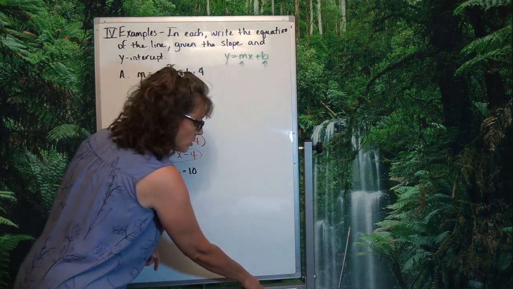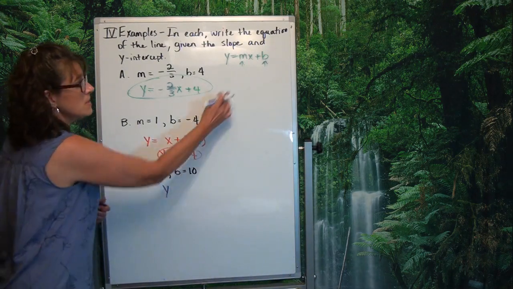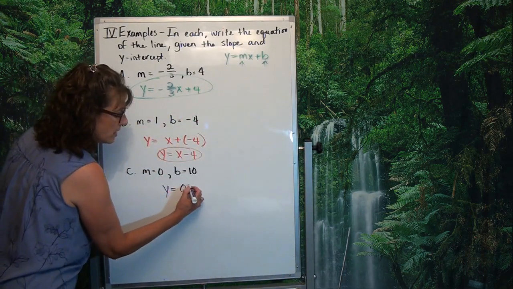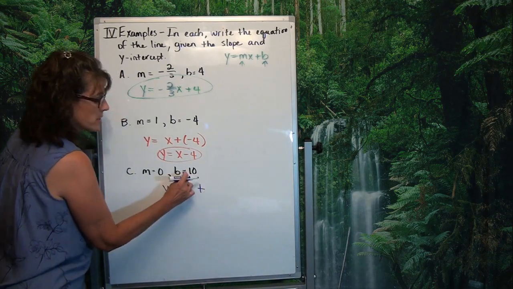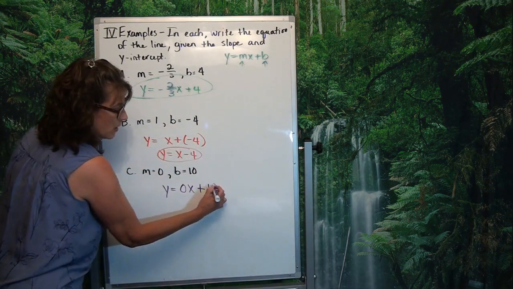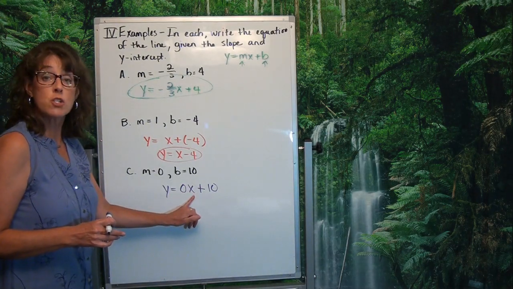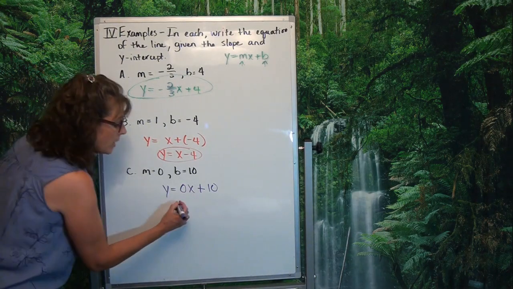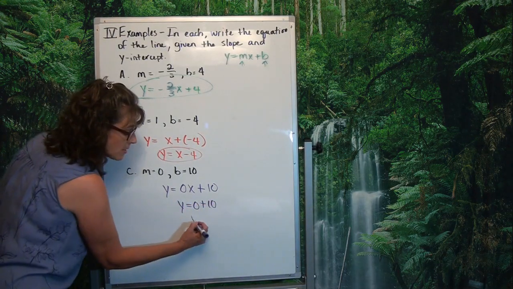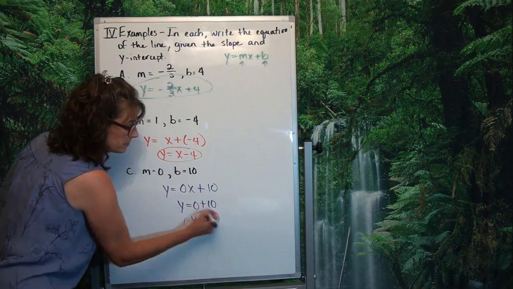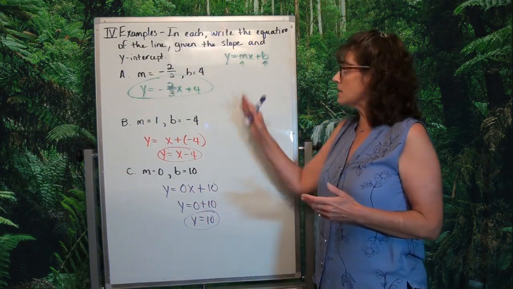This last one tends to trick people, because what happens here is my m is 0, and I have 0 times x, plus my b is now 10. What throws people off is the fact that 0 times anything at all is just 0. So really what I have is y equals 0 plus 10, and 0 plus 10 is just 10. So my equation for that one is y equals 10, which feels weird because I'm missing my x.